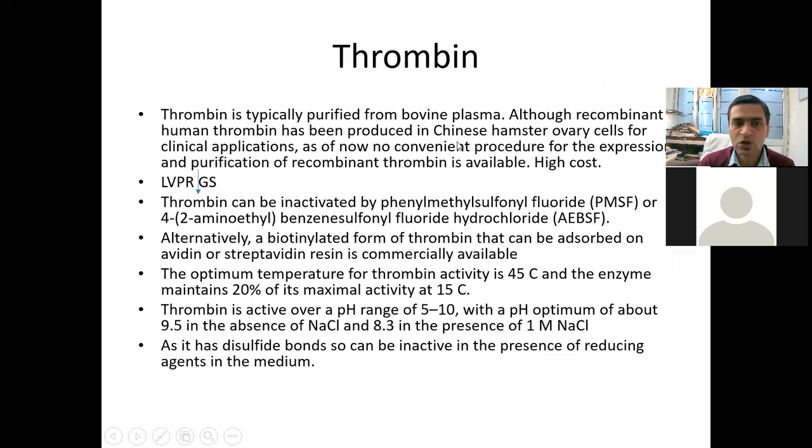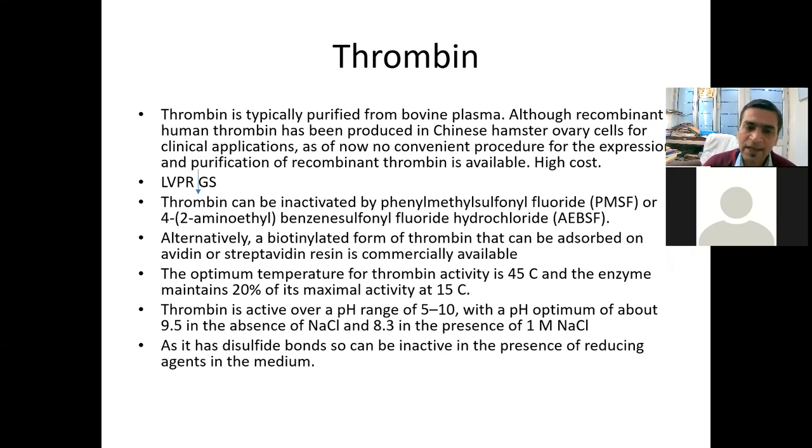Thrombin. Thrombin is typically purified from bovine plasma. See, the source is bovine plasma. Although recombinant human thrombin has been produced in Chinese hamster already. So what it says is that we have been relatively successful in expressing this thrombin enzyme in the CHO cell line, Chinese hamster ovary. So it is a mammalian expression system.